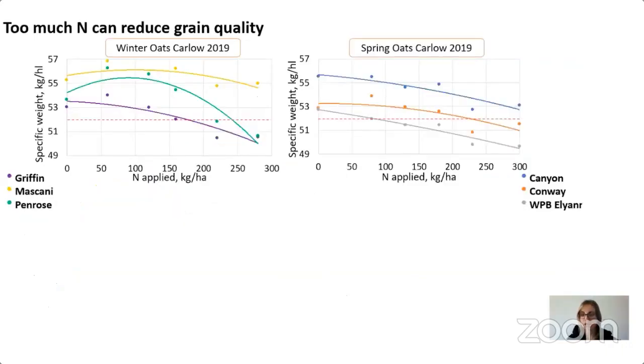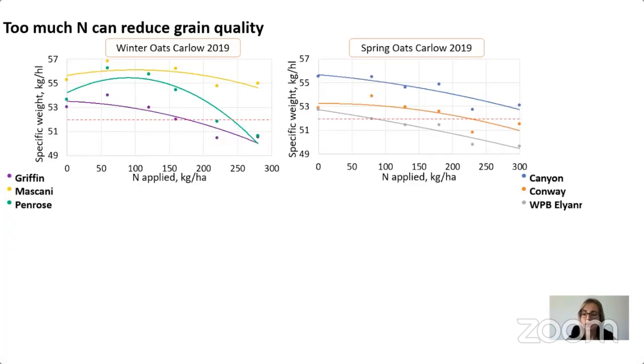As I mentioned at the start though, in addition to yield, it is also important to consider grain quality, and high yields as a result of N doesn't necessarily mean high quality. Specific weight, screenings, kernel content, and hullability are traits included in Miller specifications. These results are from the 2019 trials at Carlow.